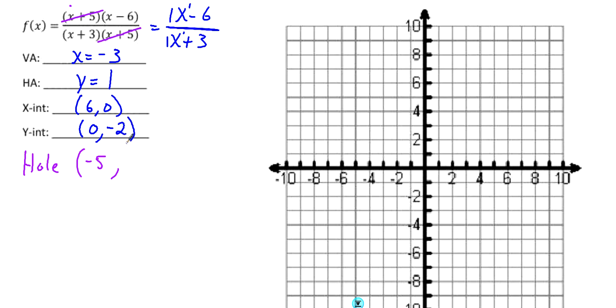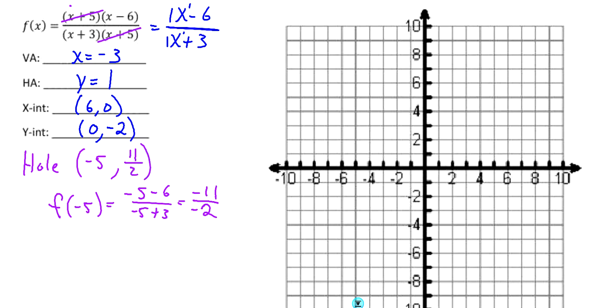Now for the hole, to find where the hole is, we plug in f of -5. When you plug in f of -5, you get -5 minus 6 over -5 plus 3, which will give you -11 over -2, which is positive 11 over 2.